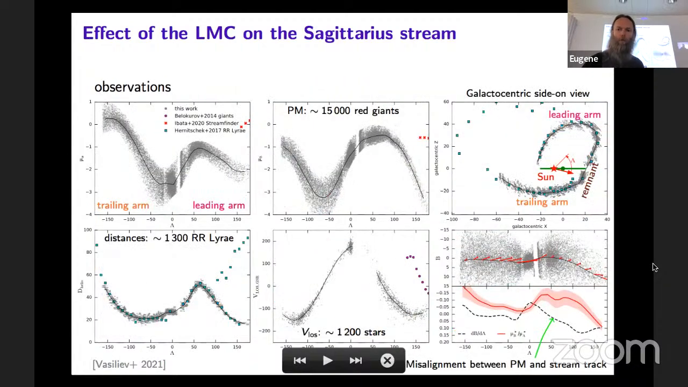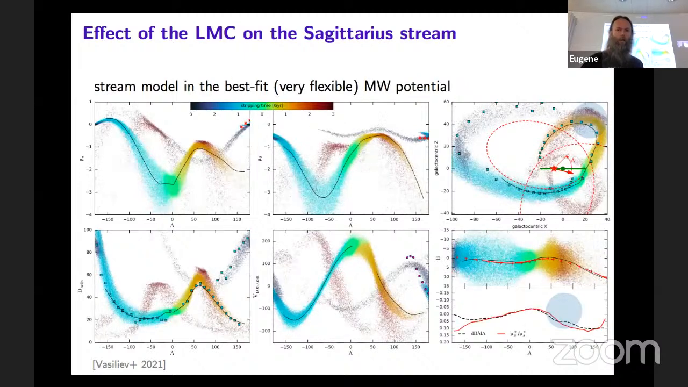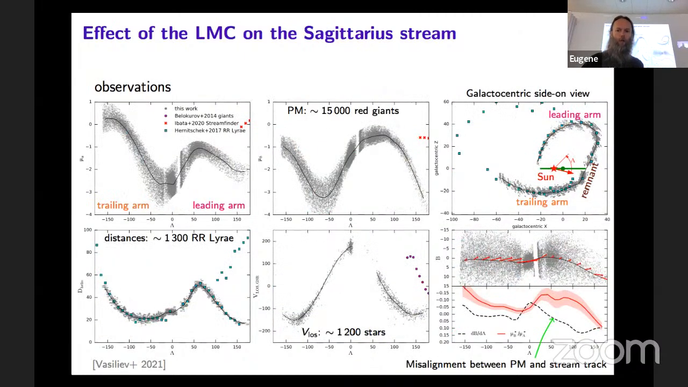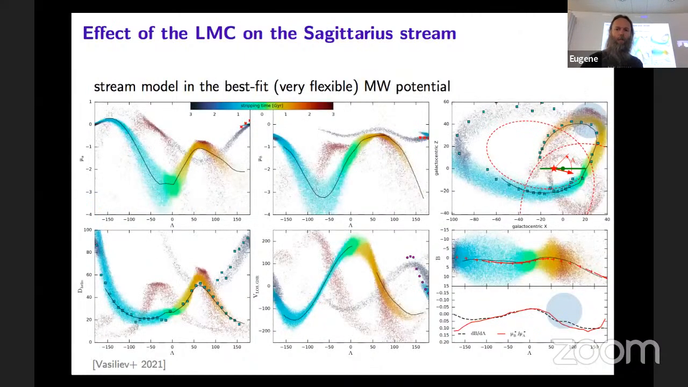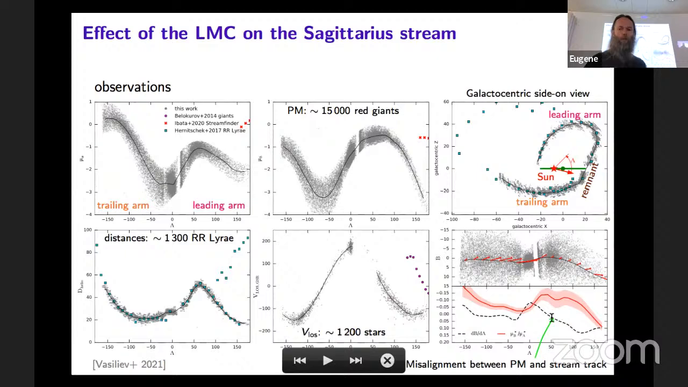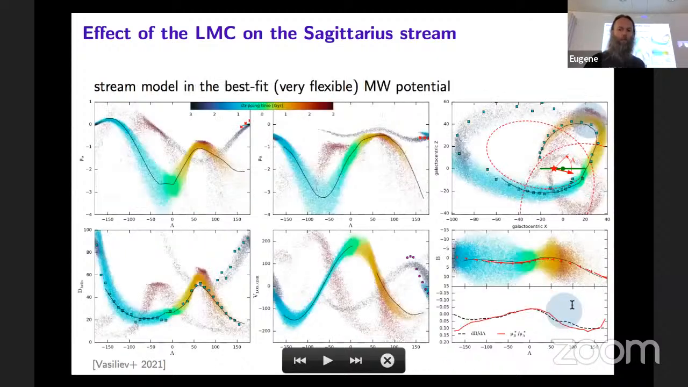If I flip back and forth, the match between the models and the data is reasonably good, but there are two areas where they don't match. First of all, there is no misalignment. If there is no LMC, there is no misalignment between the stream track and the proper motion. Unlike in the data, in the models there is complete coincidence in the direction of motion of stars.